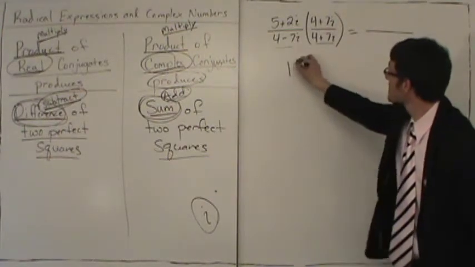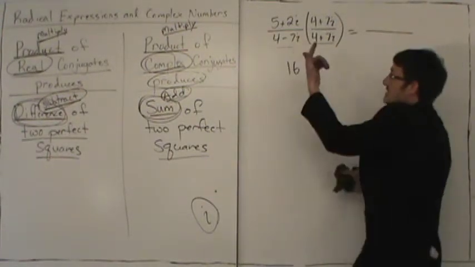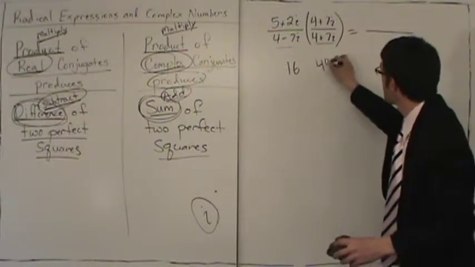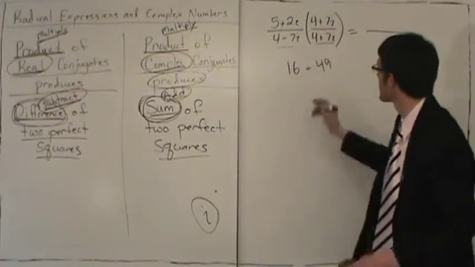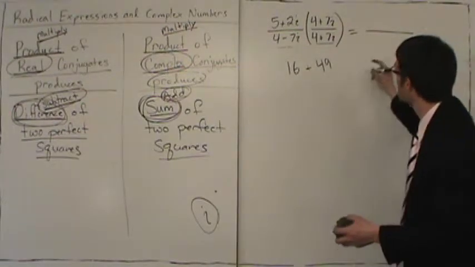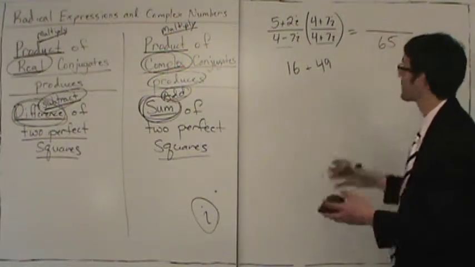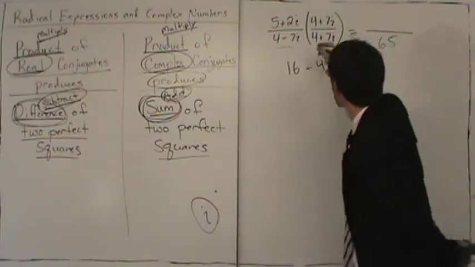4 times 4 is 16. And square the 7. 7 times 7 is 49. And since these are complex conjugates, they produce a sum of squares. We put addition, and 16 plus 49 is 65. So we end up with a denominator of 65, and on top we FOIL.